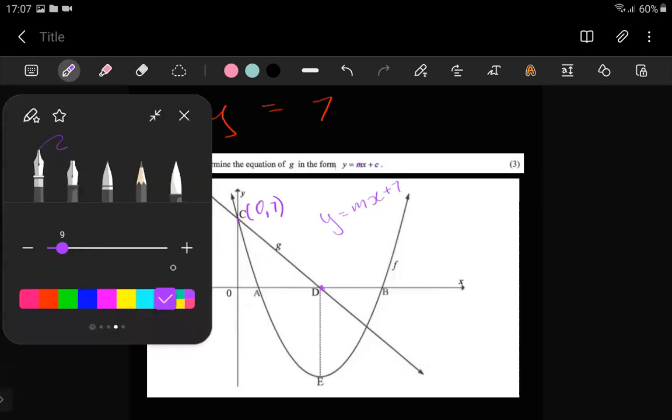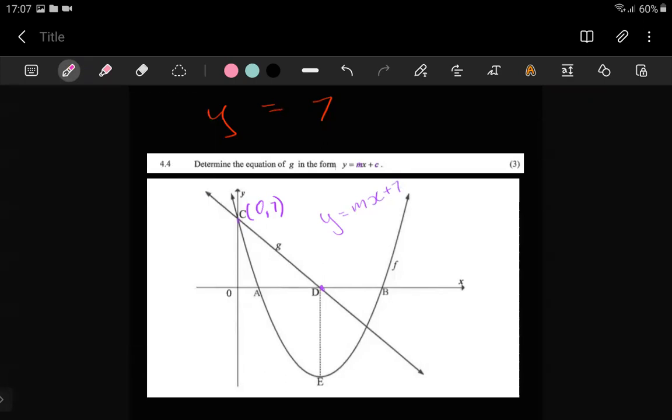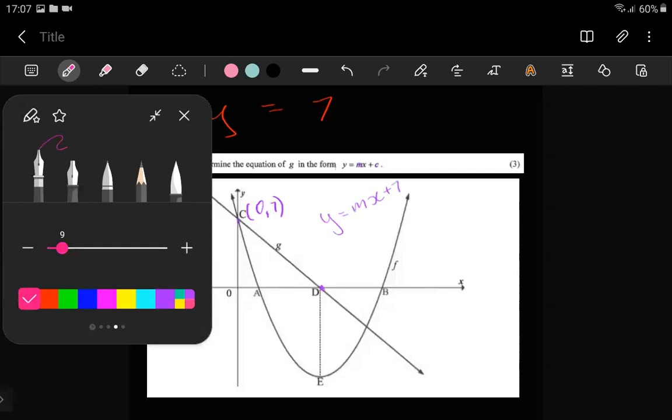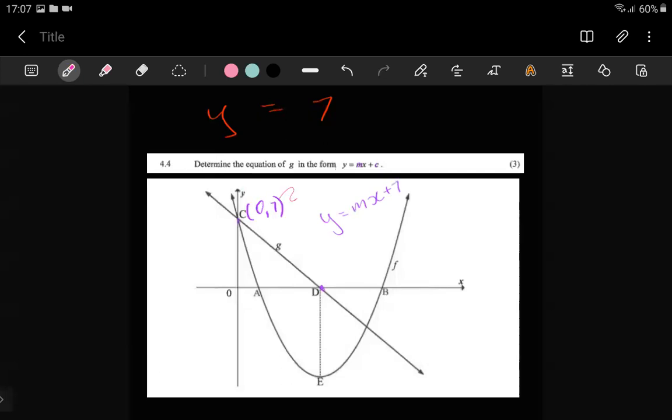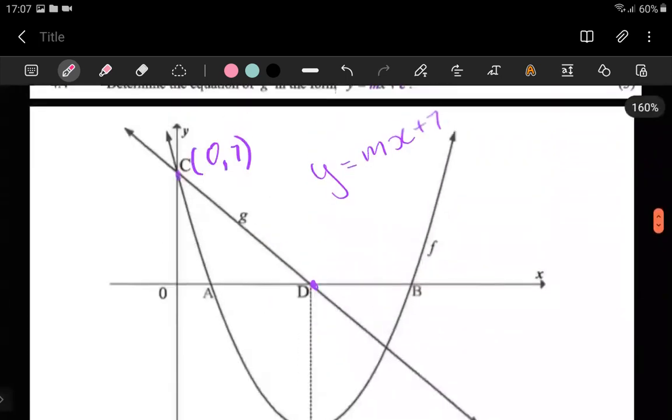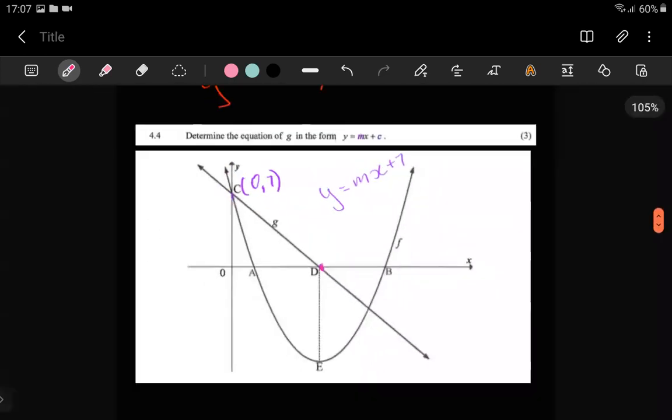So now the question should be, we need to get a gradient. What can we do to get the gradient of this line here? We have a straight line and we need a gradient. Well, we would need another pair of coordinates, yes. So which other coordinate looks like we can use in our sketch? You mentioned something about D. So can we get the coordinate of D? It would be 4, 0.